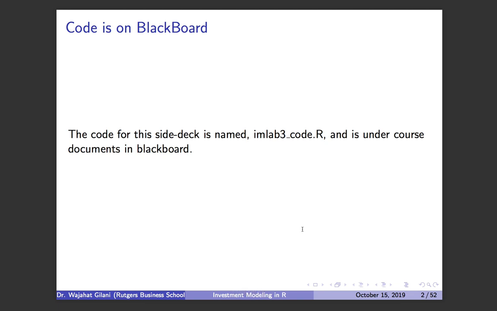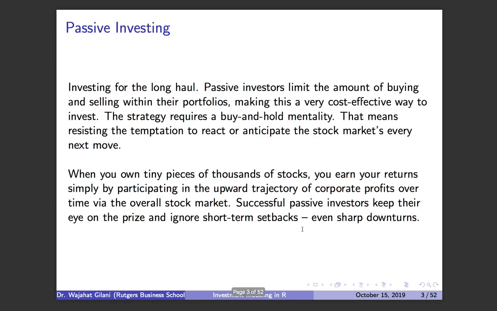the code, which will be posted as imlab3code_code.r on Blackboard for you to use. But again, I strongly recommend you always type up your own code and then do comparisons. I always post my code in case there are any errors, and it might help you debug.